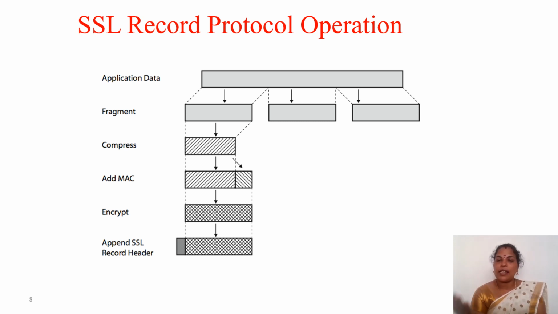So application data is divided into different fragments, then we apply the compression operation, then we are adding the MAC, then only we are performing the encryption operation, then we are appending the SSL record header.